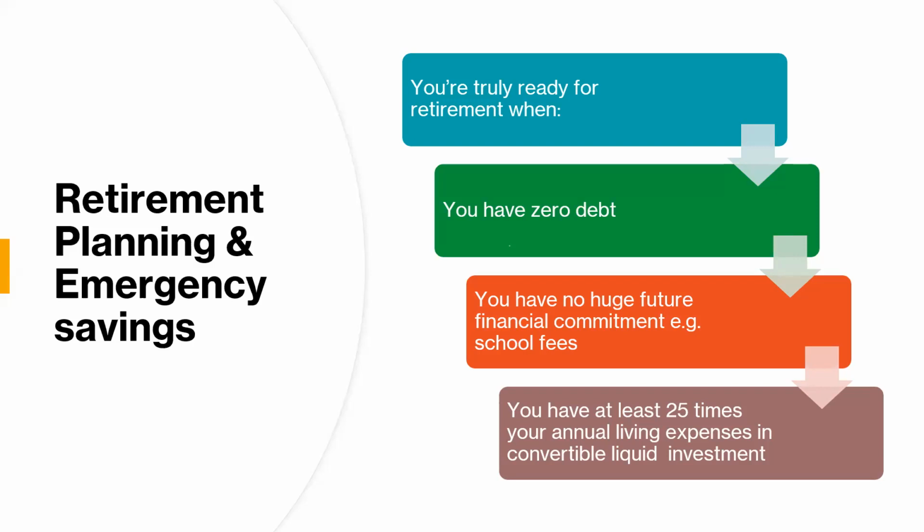The number two sign is you have no huge future financial commitment. Example, if your children are still teenagers, they've not gone to university, even though you are 65, as far as you have not prepared for the higher institution, you are not free. You can't retire. And that's why you see people that are old and are still working, because they still have huge expenses.